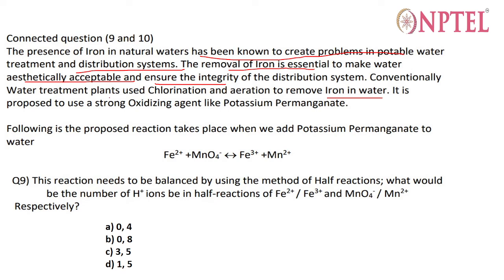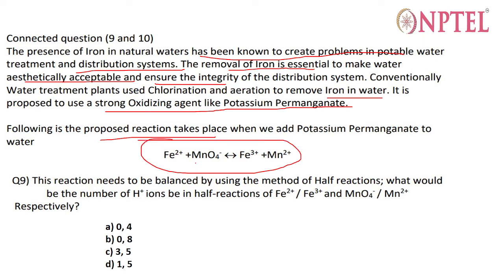It is proposed to use a strong oxidizing agent like potassium permanganate. Now this is the proposed reaction that may happen inside the water: Fe2+ plus MnO4- converting into Fe3+ and Mn2+. This reaction needs to be balanced using the method of half reactions. Again, it's a 7th or 8th standard chemistry question. Let's find out how many H+ ions will be needed to balance this.